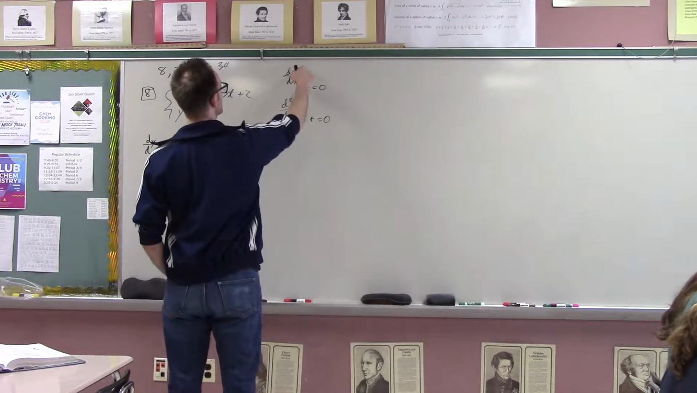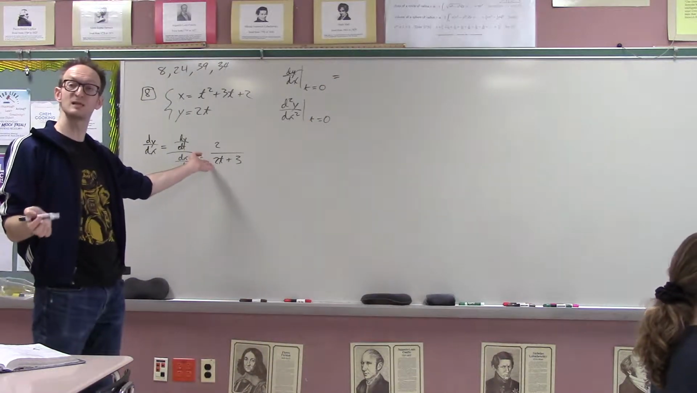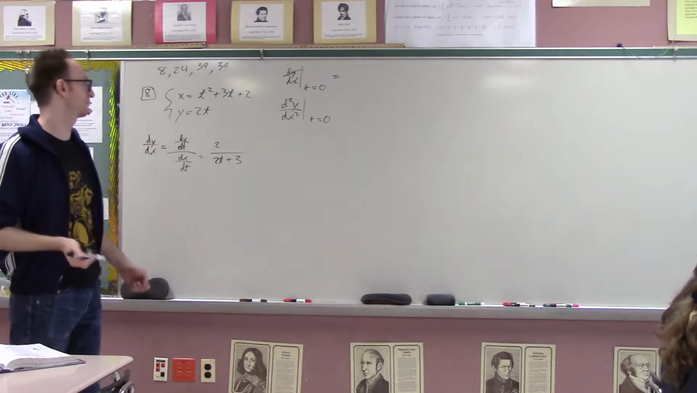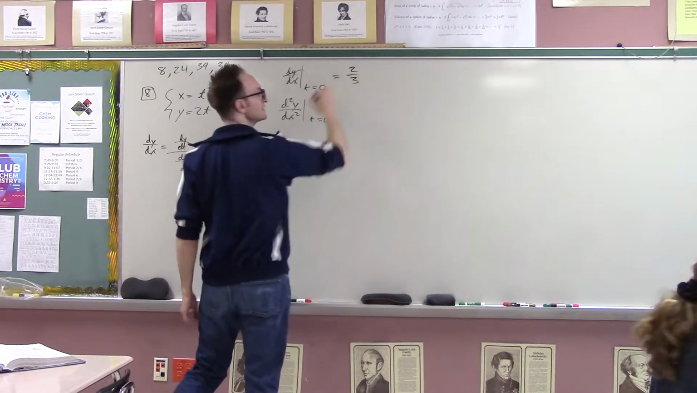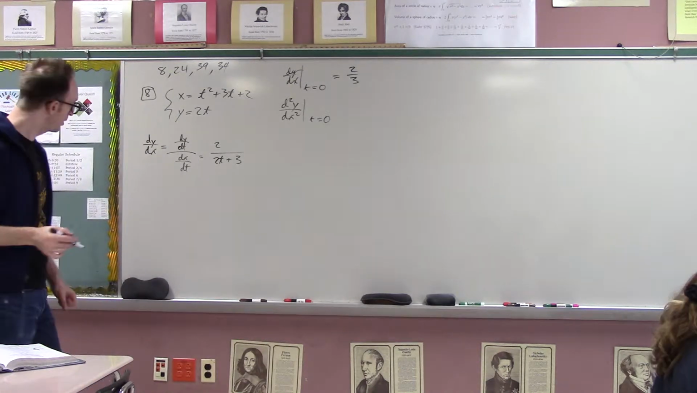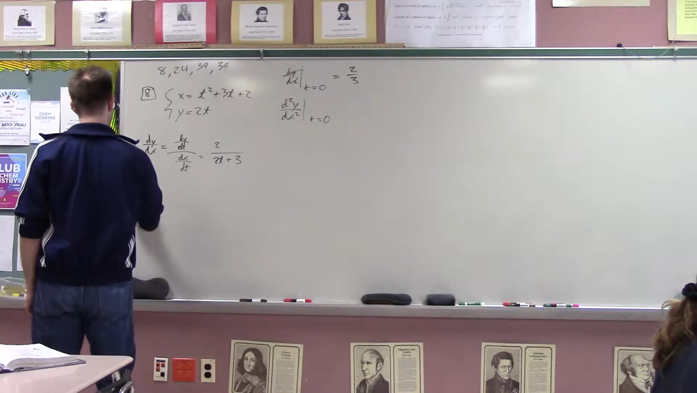Well, the problem asks for dy dx at t equals 0, so I have this formula, and this formula tells me for a given t what the slope of the tangent line to the curve is at that t value. If I plug in 0, I get 2/3, and that's all there is to it. Good? Say good. Woo!